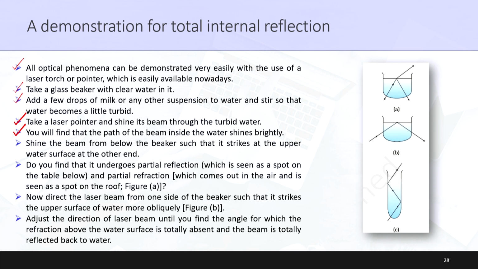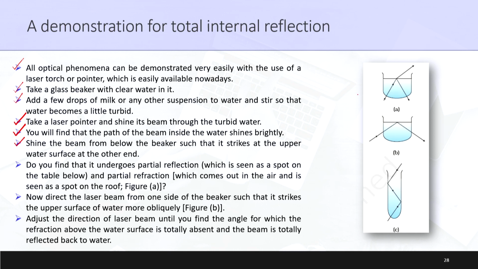Shine the beam from below the beaker such that it strikes the upper water surface at the other end. Do you find that it undergoes partial reflection, which is seen as a spot on the table below, and partial refraction which comes out in the air and is seen as a spot on the roof?